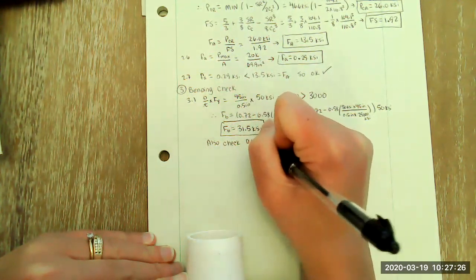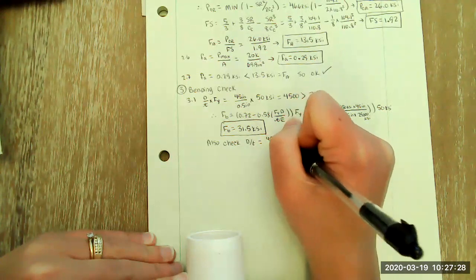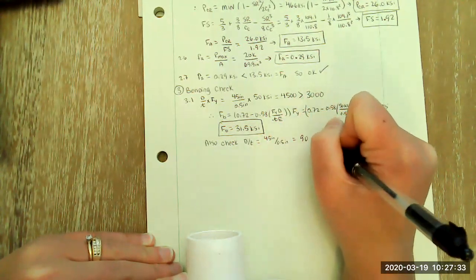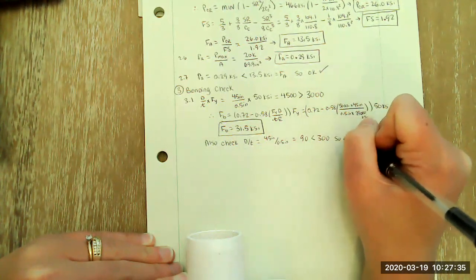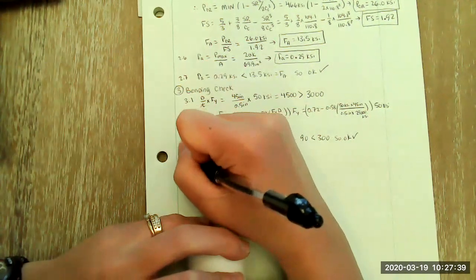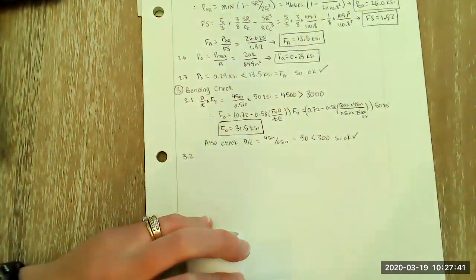And for completeness in this check, we also check the ratio of d over t of 45 inches over 0.5 inches, which is 90, which is less than 300. So, okay. Make sure you do this check. The next step is to find our actual bending stress.